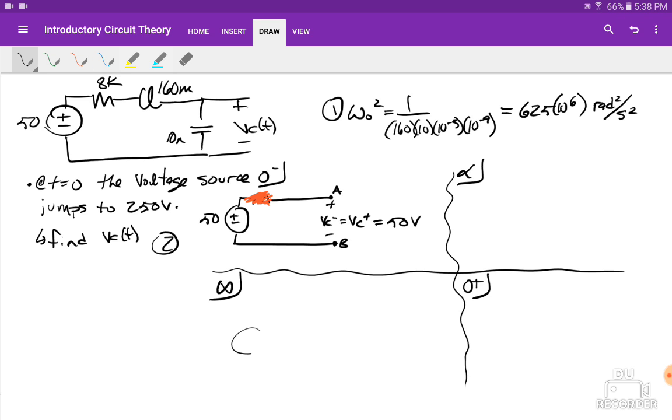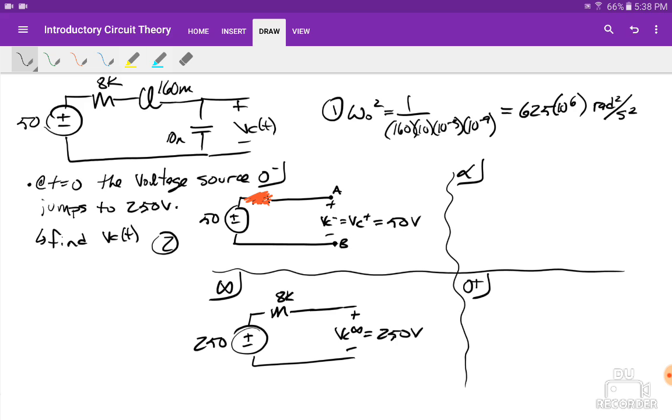Do the same thing with the infinity. It actually ends up giving you the same type of answer. I'm going to change my voltage source to 250 because that's what they tell me happens. The inductor will still short out, the capacitor will still open up, and because of the same exact reason from before, my V at infinity is going to equal 250 volts. So, great. I got my initial and my final states found.